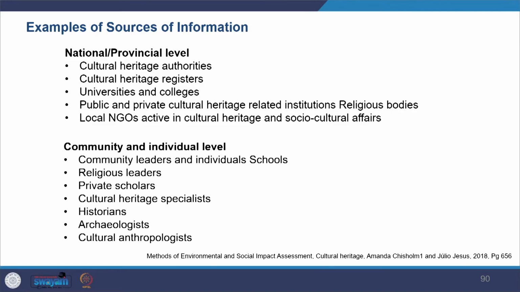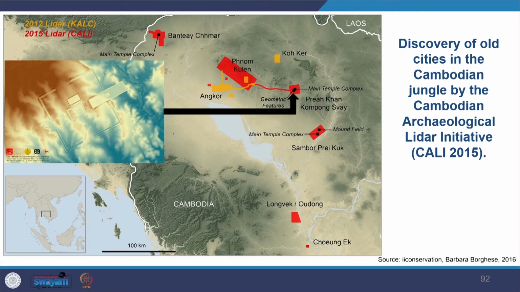So if you look at this example here of sources of information, at the national level, you can have all the authorities, culture-related ministries and departments, and museums and universities, which work on this. And then at the community and individual levels, you can have schools, religious leaders, and so on. And then here, on how the technology is being used, you can see LiDAR has been used for discovering cities, and how to work under shallow waters also, to delve more into it.